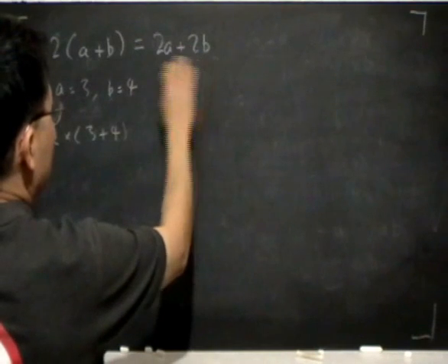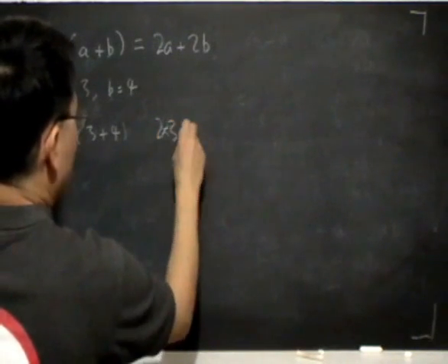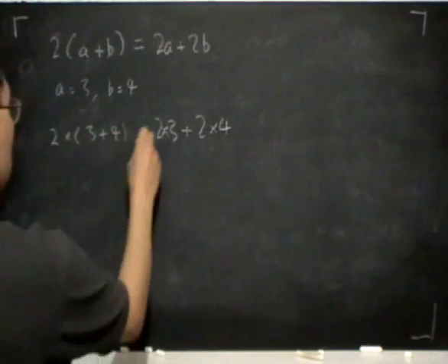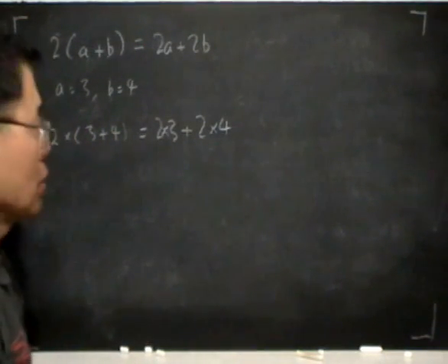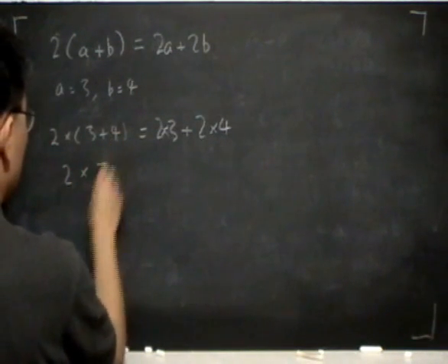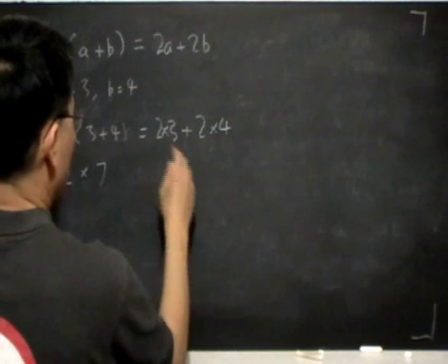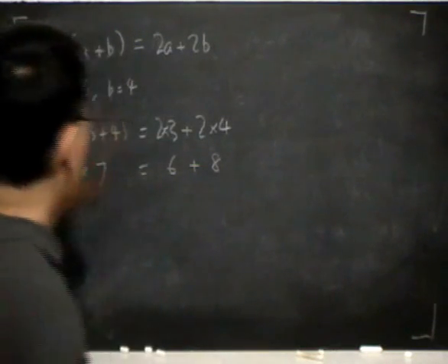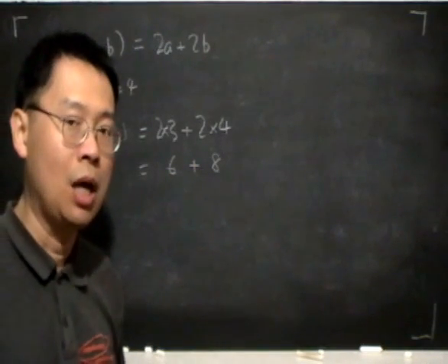Now on the right hand side, I have 2 times a, which is 3, and 2 times b, which is 4. You can check easily that these are equal. 3 plus 4 is 7. We have 2 times 7 on the left hand side. On the right hand side, we have 2 times 3, which is 6, plus 2 times 4, which is 8. And 2 times 7 is indeed equal to 6 plus 8. Both of them are equal to 14.